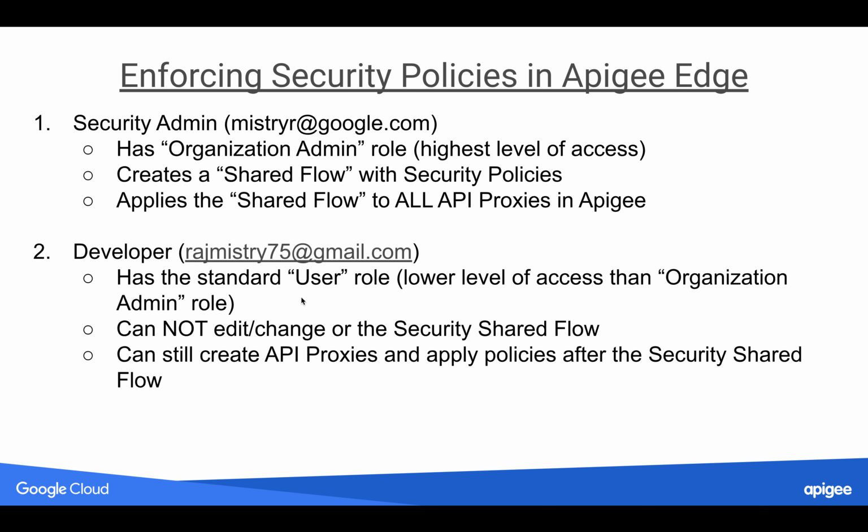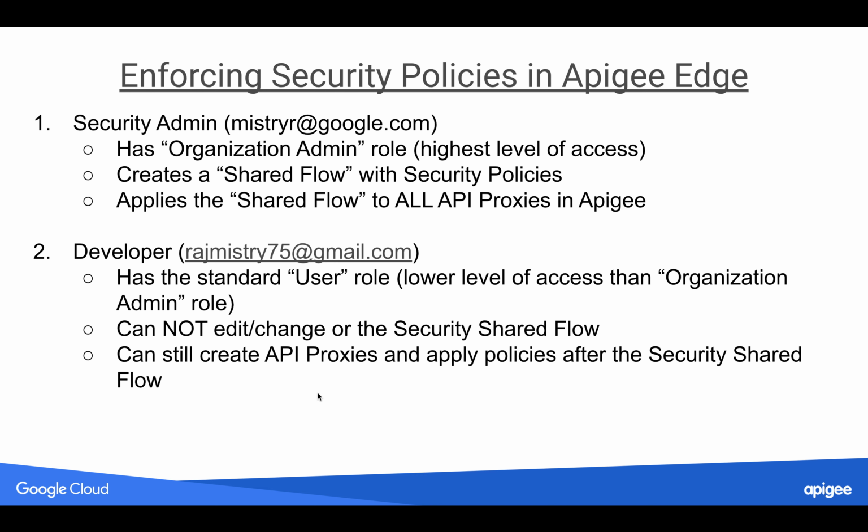And as this developer, I'm going to edit an API proxy, and I'll also show you how I can't change or edit that shared flow that the security admin created and wants globally applied to all API proxies, which makes sense. I can only view that global protected shared flow, but I can't change or edit it. But I can still add additional policies and rules after that shared flow executes, so I can still build my own API proxy and add whatever rules and logic and flows to that API proxy based on my use cases.